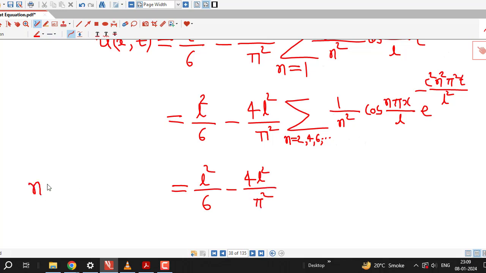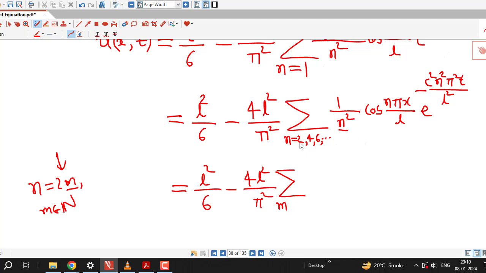So I can write that, say n equal to 2m, where m is any natural number. So if I take m equal to 1, I will have 2. For m equal to 2, I will have 4. For m equal to 3, I will have n equal to 6. So I can replace small n by 2m, and I can rewrite in this way.